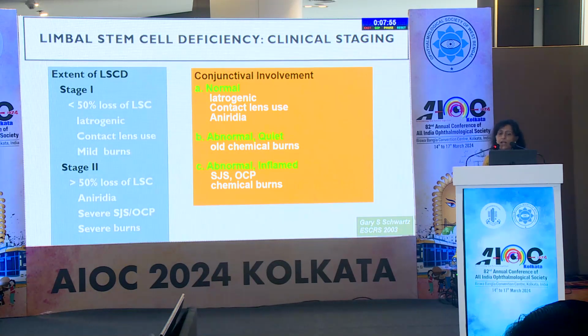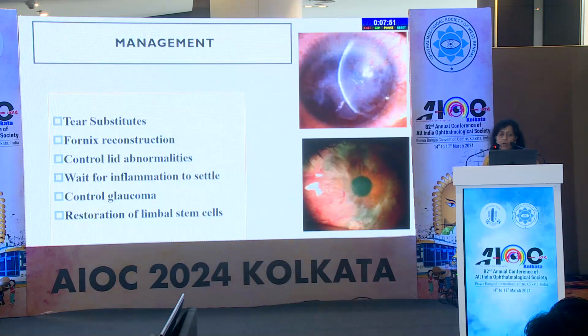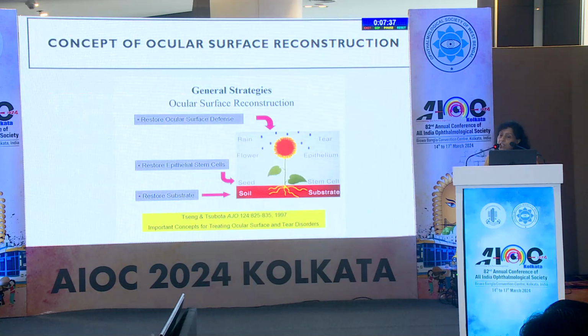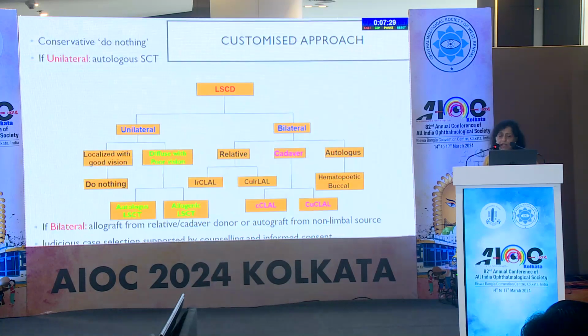So here we will look at the various classification systems that you have, and then when you come to the management, don't forget that you have to restore the ocular surface. Often the patient is very anxious, very keen to go for immediate restoration, but you have to explain that the stem cells, when transplanted, require a stable and healthy ocular surface. So you require healthy soil, which is a substrate. There should be no active inflammation. There should be adequate tears and a healthy epithelium, and so on.